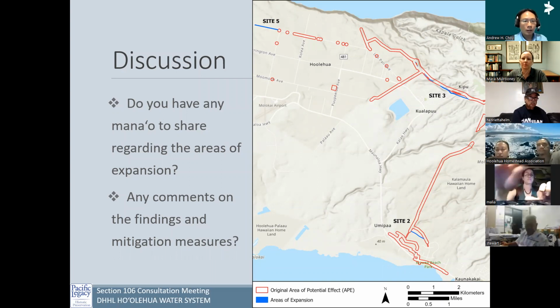There was a comment in the chat from Sybil, it affects all, and I believe she is referring to the water pressure in Kalama-ua. It affects all lots. Okay, we'll take a look at that.